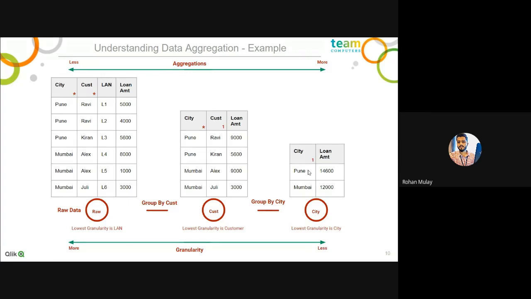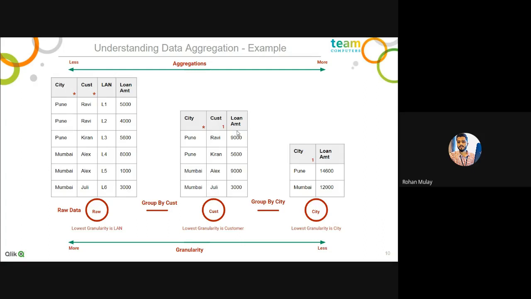Now what I'm going to do, I'm going to merge it. Now I can see the data at a city level. So I can see Pune, and again I'm summing up this loan amounts for all those customers who are there in Pune. Now you can see the loan amount is 14,600. So it is a similar example.